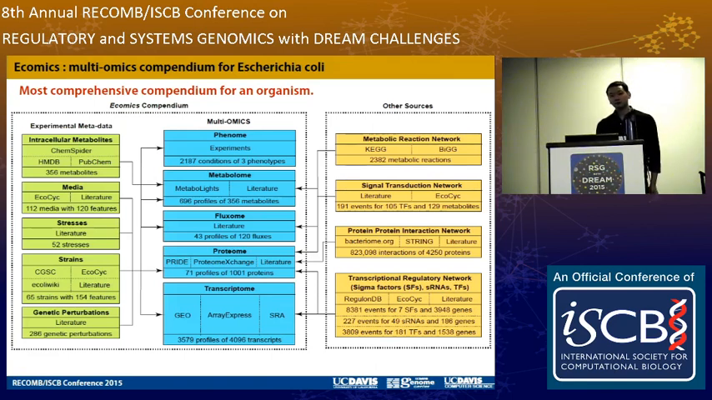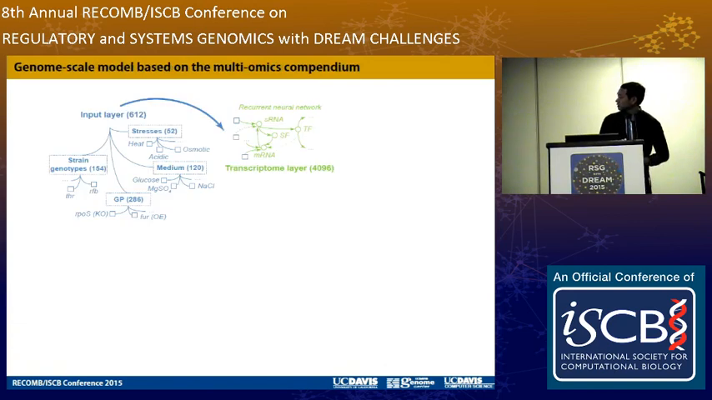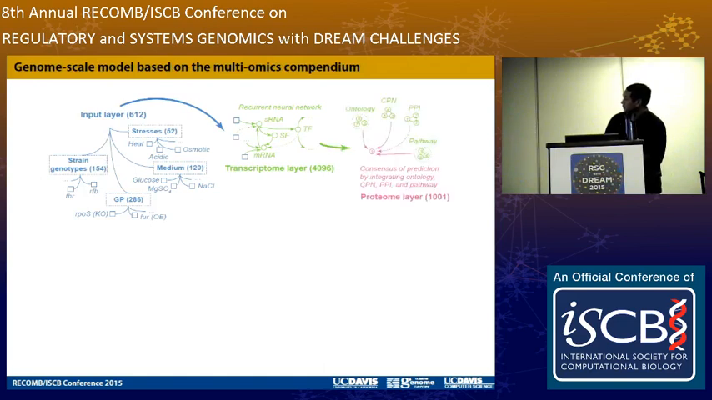Great talk. Can your model make predictions about what happens when you perturb individual molecules somewhere other than the input layer? As I mentioned, we use a recurrent neural network for predicting the transcriptome layer. I didn't mention what kind of method I use, but here we primarily use lasso to select which features are informative for predicting the predictor variable.